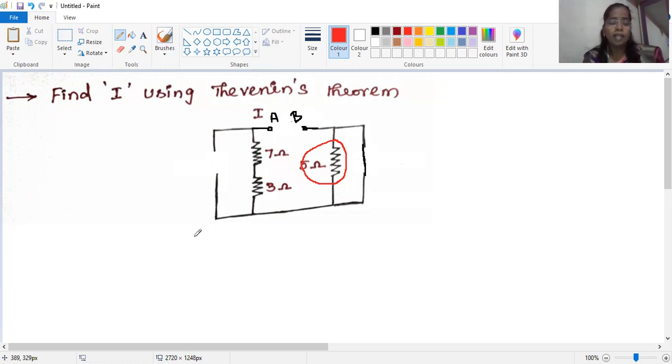So we can write the total resistance, or Thevenin's resistance RTH, is equal to, here you see the 7 ohm and 3 ohm are connected in series. These two values are connected across the terminals A and B. So directly we can say the Thevenin's resistance is equal to 10 ohm. Okay. The next time moving to the VTH. How to find VTH? If you want to find VTH, this is very simple.